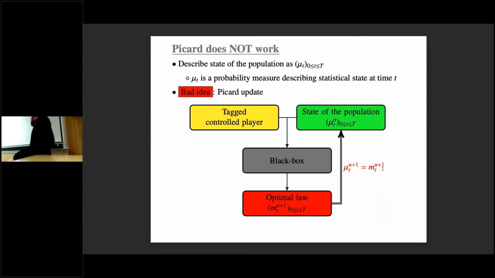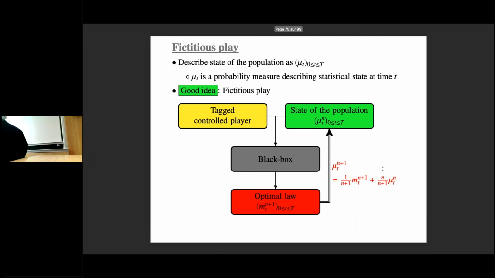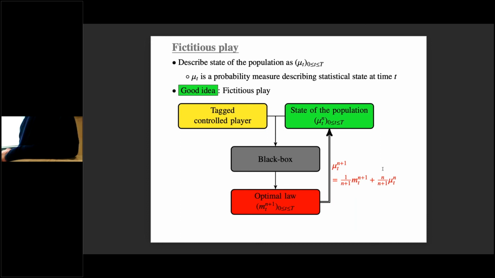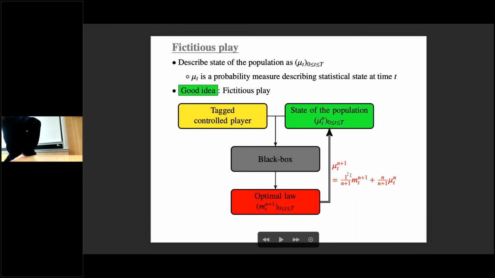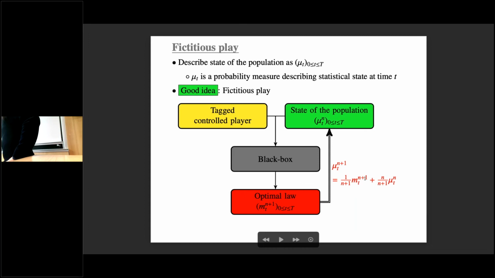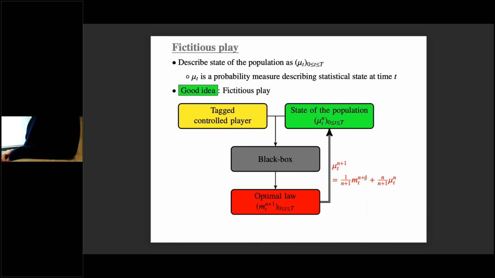So what do people do? The problem with Pika is that it is somewhat too ambitious. When you update, you completely rearrange the state of the population. So one solution, but you will see that it doesn't work in all cases, is to be very, very less ambitious. When you update the state of the population at time n plus 1, you just make a very small step. You use the output of the black box, this is m_{n+1}, and you update the state of the population with a step of size 1 over n.